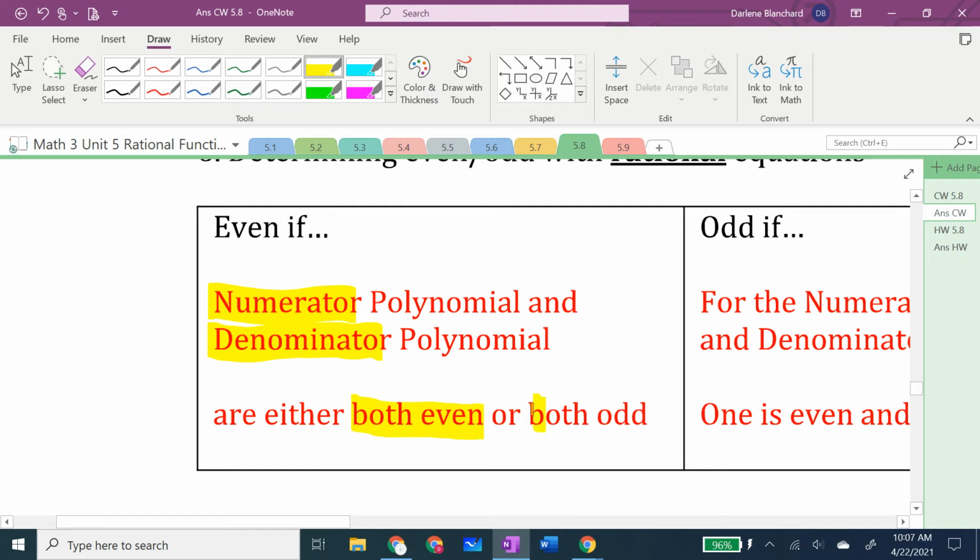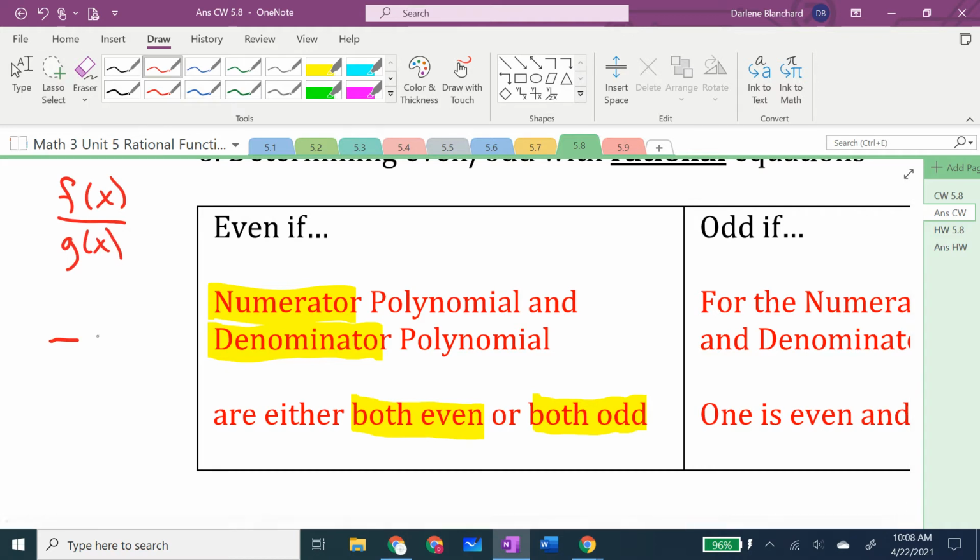But if they are both odd, if you have an odd degree polynomial over another odd degree polynomial, that causes, when you plug in the opposite x, your numerator changes sign and your denominator changes sign. If both of them change sign, they basically undo the other's problem. So if you have, let me just say, f of x over g of x.